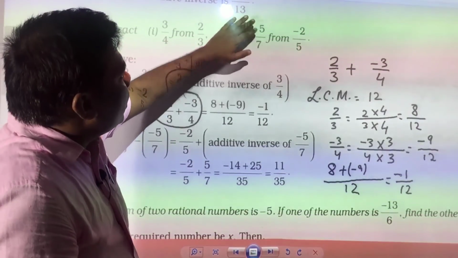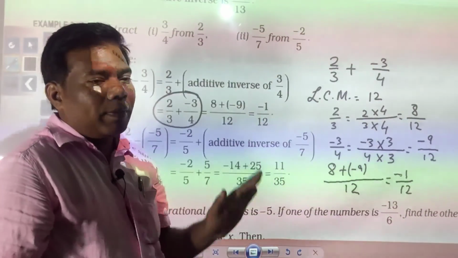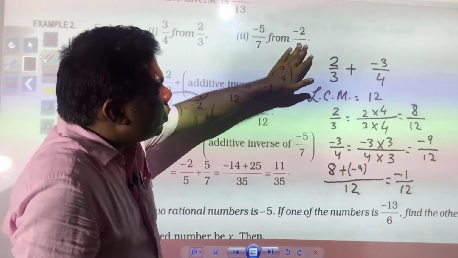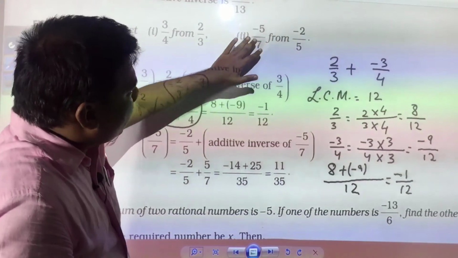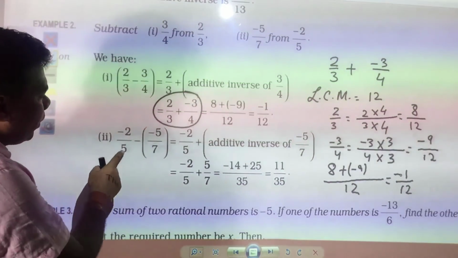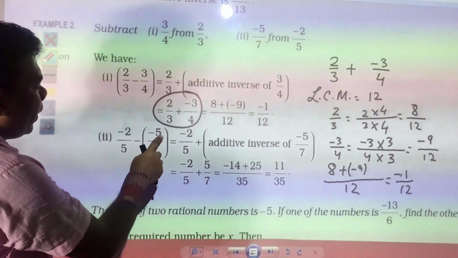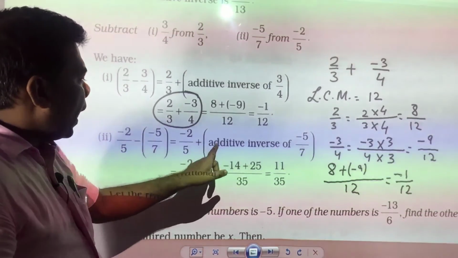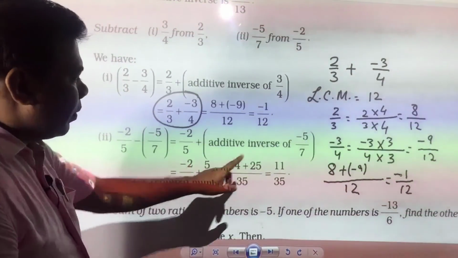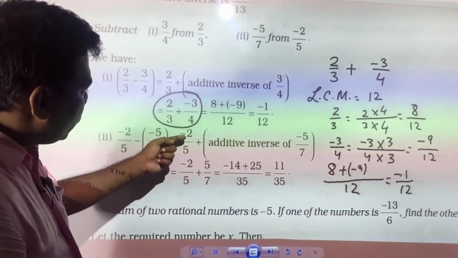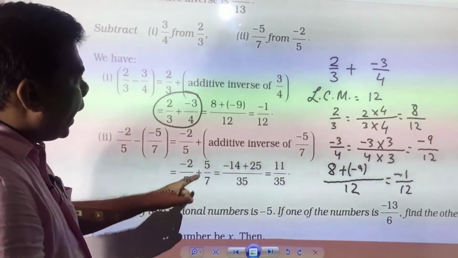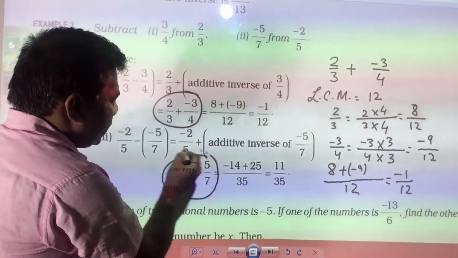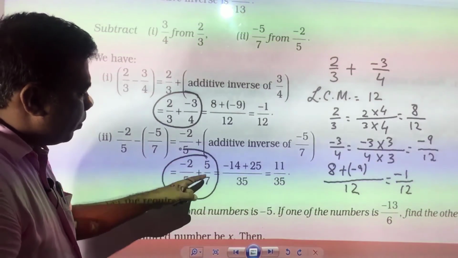In the same way, here you see minus 5 by 7 from minus 2 by 5 you need to subtract. So, from minus 2 by 5 you need to subtract minus 5 by 7. So, how we will write? Minus 2 by 5 minus minus 5 by 7 we need to do. So, minus 2 by 5 plus additive inverse of minus 5 by 7. So, simply just you see minus 2 by 5 and plus additive inverse of minus 5 by 7 is 5 by 7. So, now you need to add this minus 2 by 5 and 5 by 7.